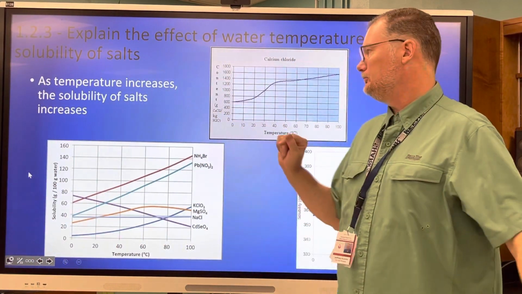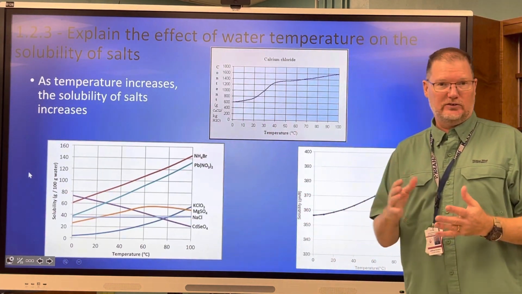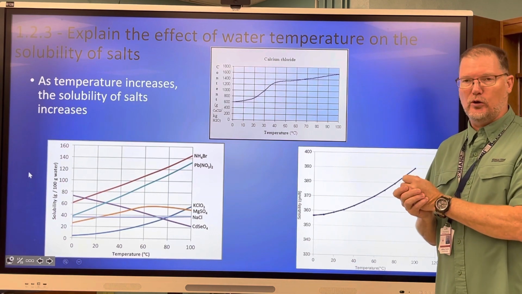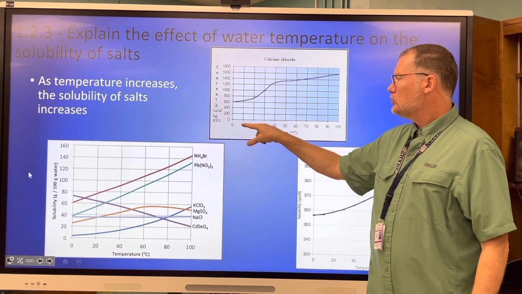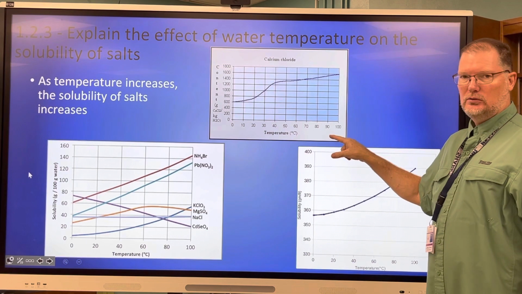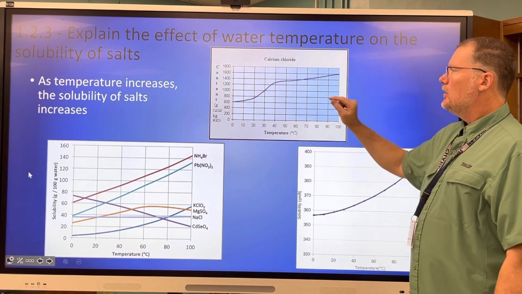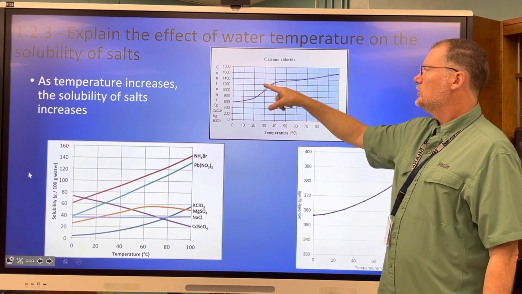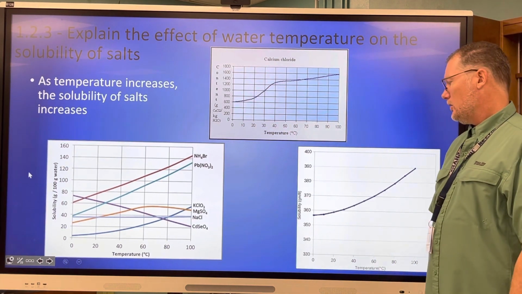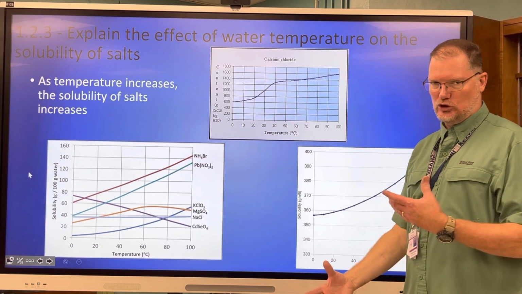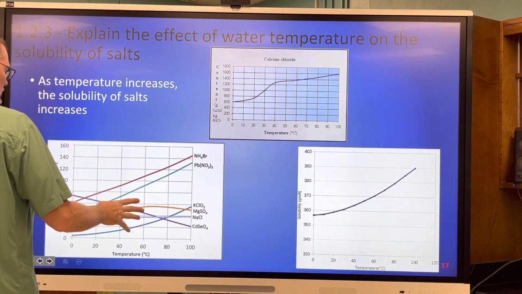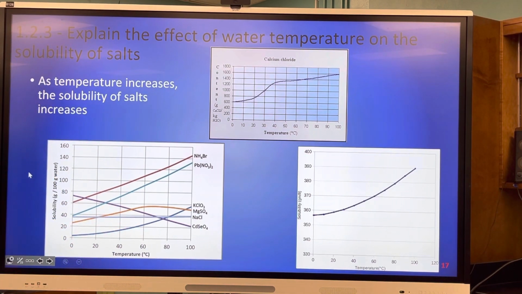As temperature increases, simply put, as the temperature, which these graphs are showing us for the most part on the x-axis, goes up, the concentration of salts also goes up. So that is a positive correlation, right? If one goes up, the other one goes up. It's pretty much showing that for all of these.